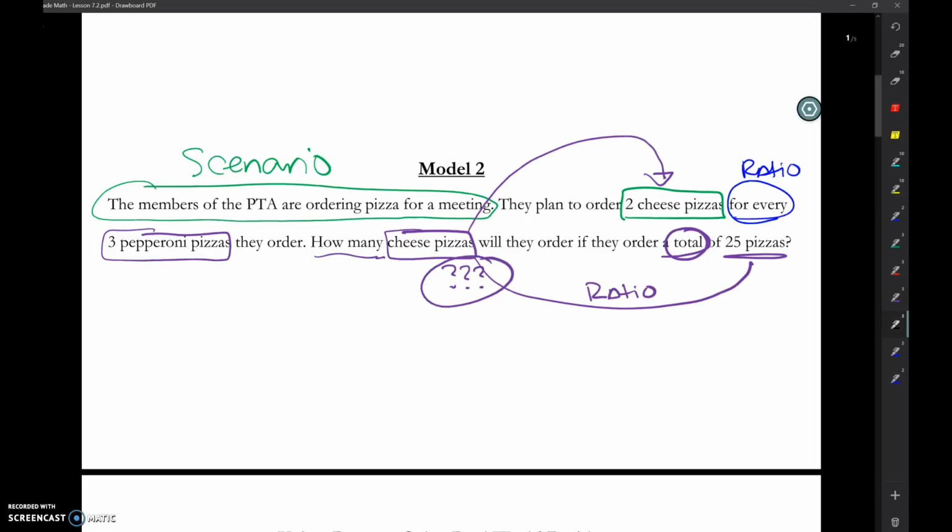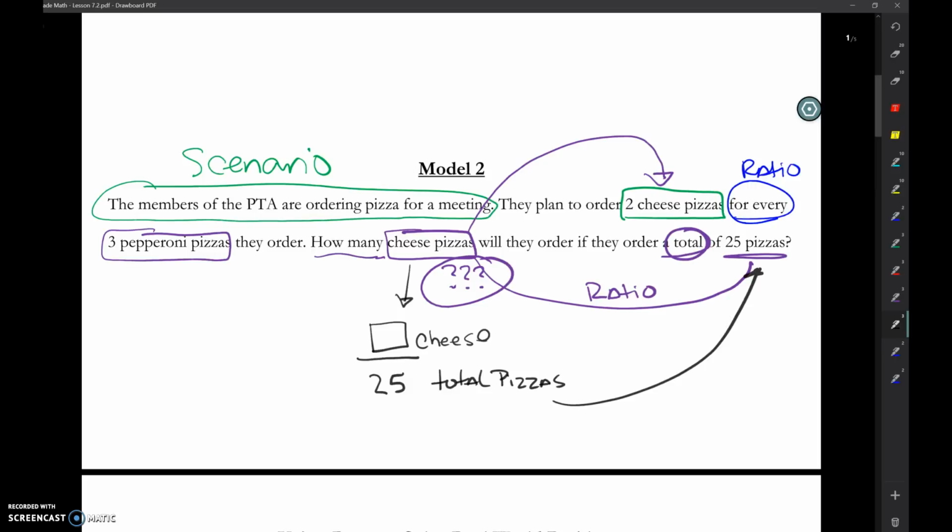So what I'm going to do is put a ratio over here. I'm going to put up here a box which says cheese, because we don't know. And I'm going to put 25 down here, and this is total pizzas, because this is what we have here. Now, since I'm doing a ratio, I would have an equal sign.